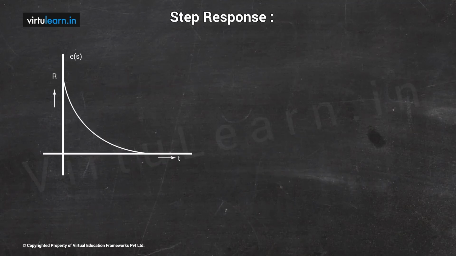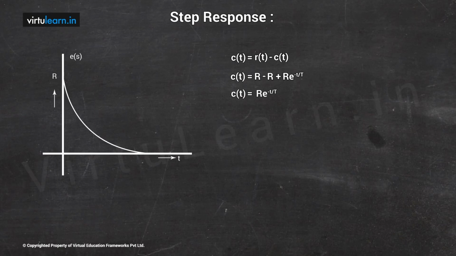Now let us look at the error function. The error function E of t is nothing but r of t minus C of t. R of t we know is capital R. C of t also we know, R into 1 minus e power minus t by T. When you substitute here, then we get the error function as E of t is R into e power minus t by T, which means your error function is an exponentially decreasing function.